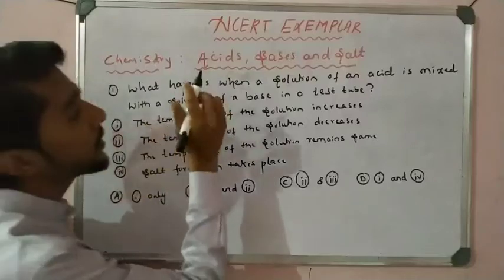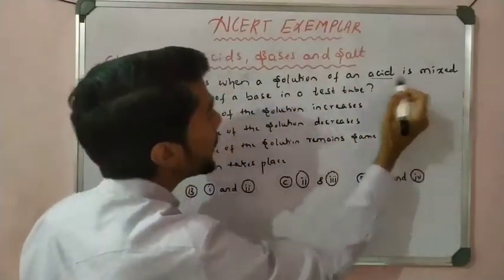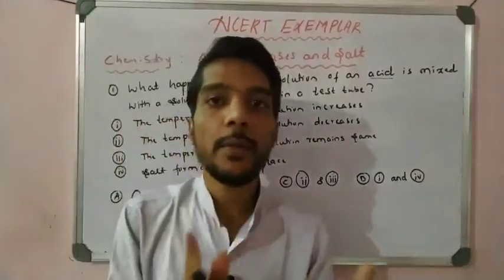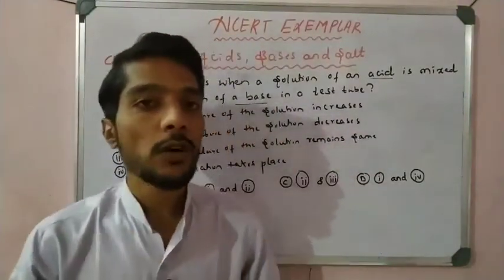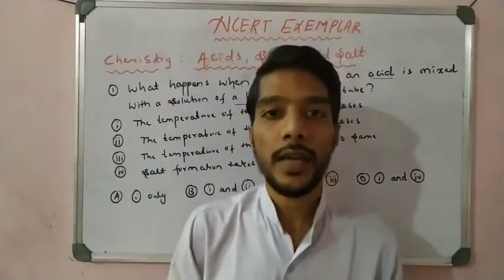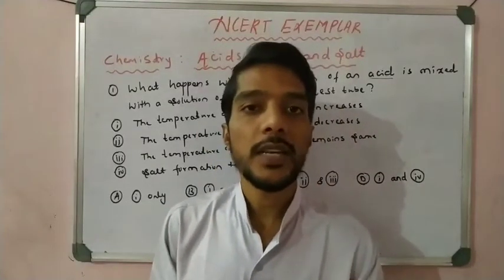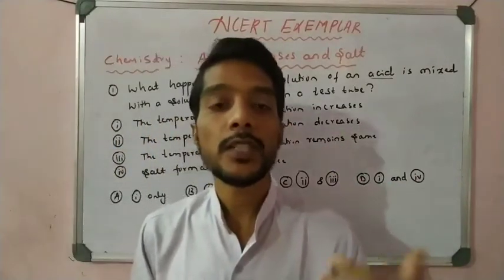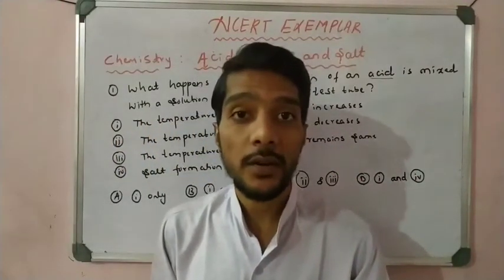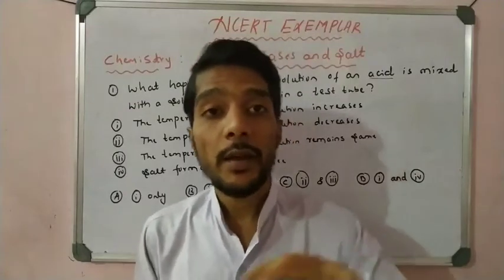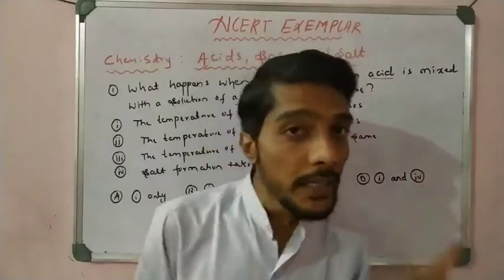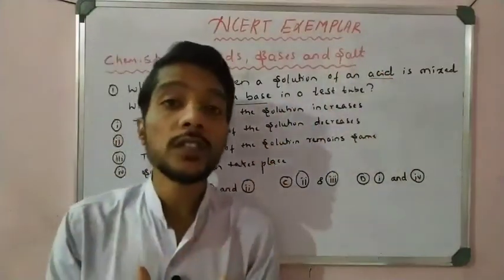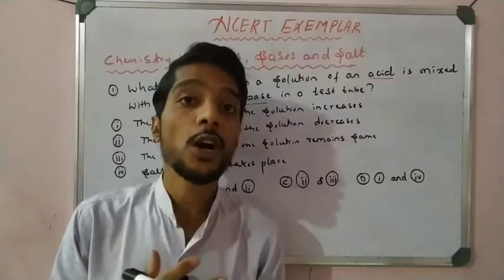What happens when a solution of acid is mixed with a solution of base? Means the mixing of acid and base takes place here. There are two types of mixing we learn in this class 10 acid base chapter. One mixing is acid mixed with base, and the next one is acid mixed with water, a dilution of acid and base. But in this question they ask about the mixing of acid and base. So what observations do you observe in the laboratory?